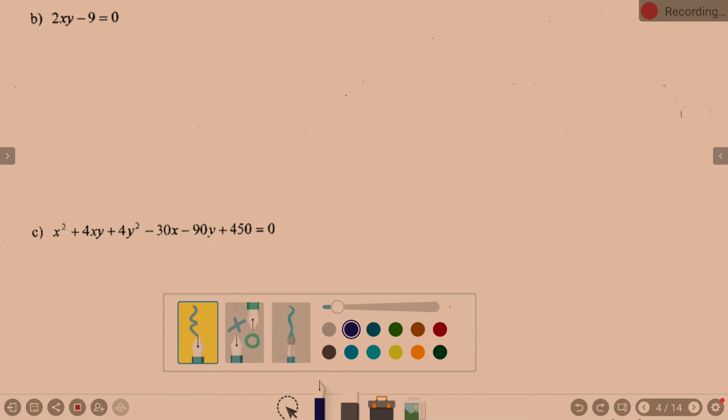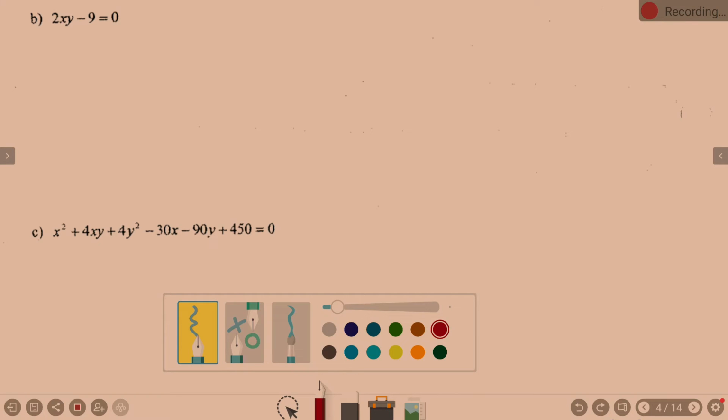Okay. As you look at B, 2xy minus 9 equals 0. What do we have in the way of y terms? We have one y term. It's 2xy, so basically there's a y to the first in there. So go back to your middle school math steps, and solve. How do we solve for y?